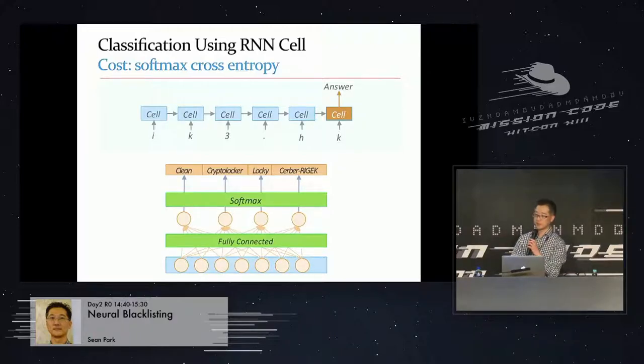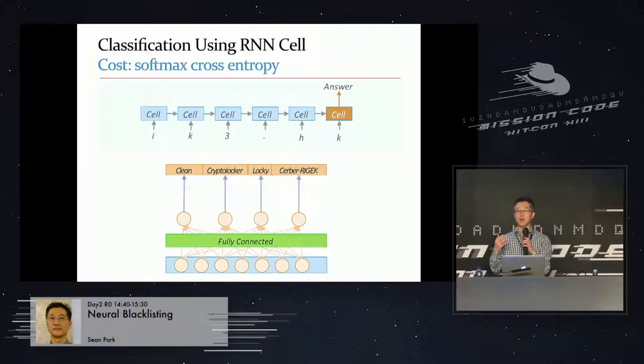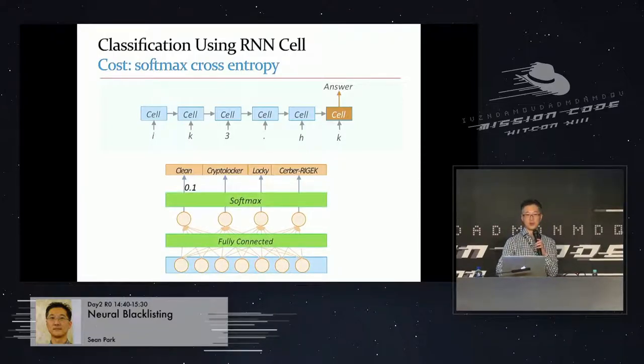The output of those four neurons will be some arbitrary numbers. And what we want is to get the probabilities of each class. For a given URL, what is the probability of this URL being a clean URL or a crypto locker, right? So we simply apply the information theoretic probabilities. And some people ask, why are you using something more complex like softmax instead of using a normalized sum and average and stuff like that? The reason is that it has got some information theory embedded in it.